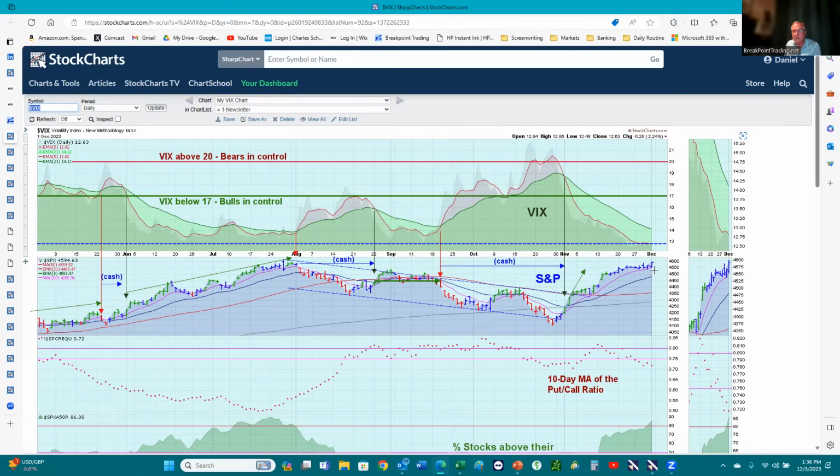And then buyers will come back in because the VIX is so low. Buyers will come in at the end of the year, and especially the beginning of January. That's just a function of the way the markets work with mutual funds and hedge funds.